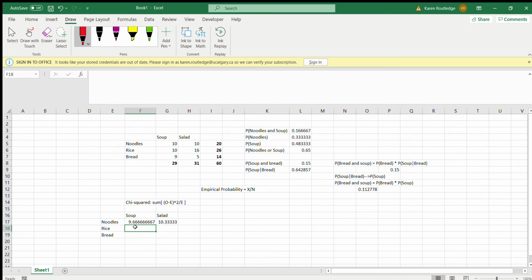And we just keep on doing this. So there's our column times our row divided by the grand total. Column times row divided by grand total. And lastly, column times row divided by grand total.